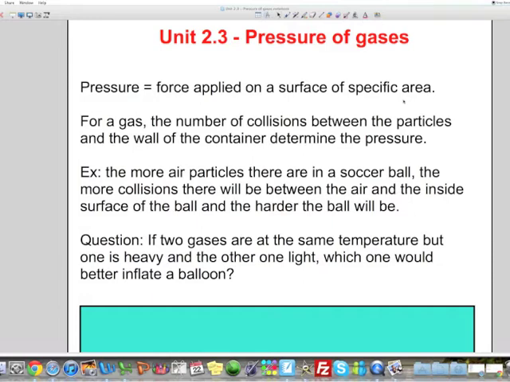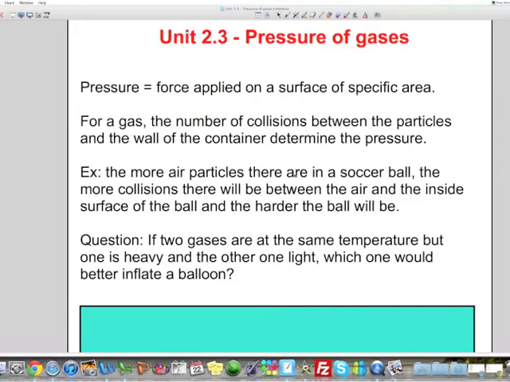So this is basically based on the amount of collisions that, for example, air has with a surface per unit, again, of area. The more collisions there are, the more particles of air will collide with a surface, the greater the pressure. So it's basically a sum of those little collisions.